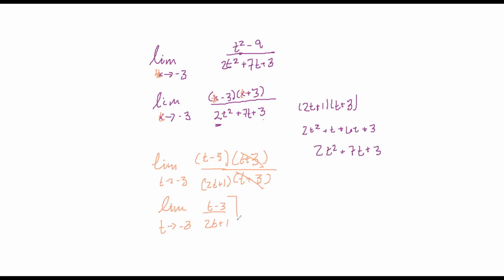So then you're taking the limit of this much simpler problem right here. And there we're just going to have t approaching -3. T is again approaching -3, so that's -6. Cancel out those negative signs, and there's our limit.